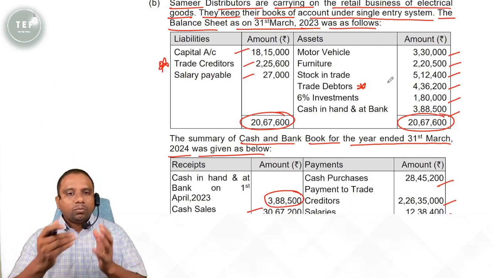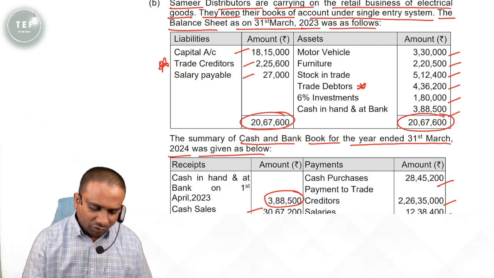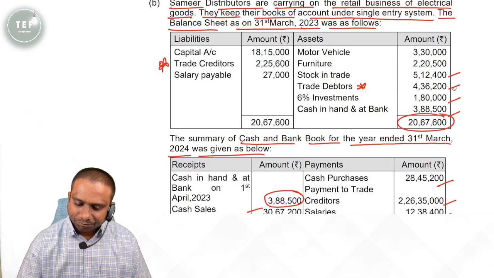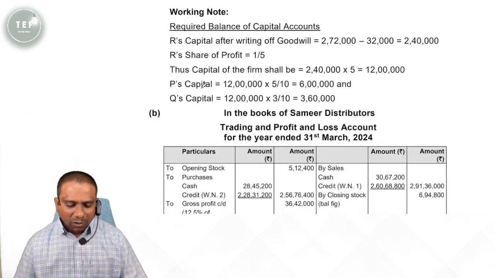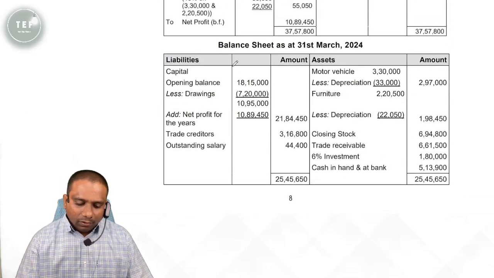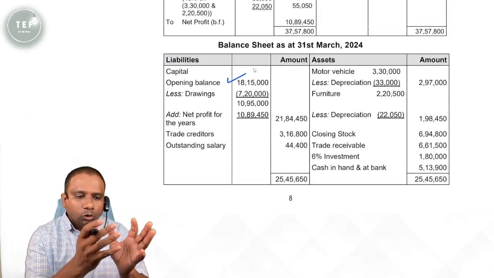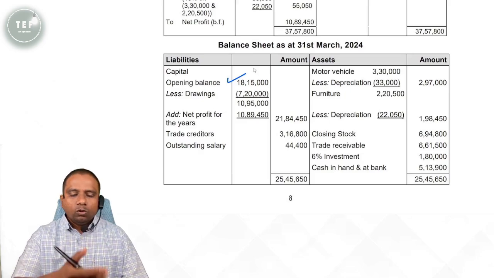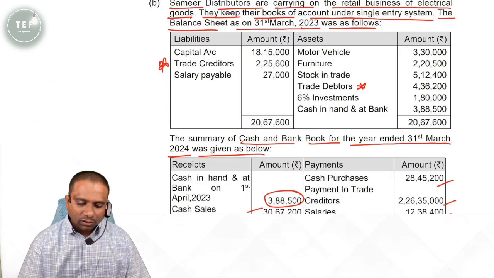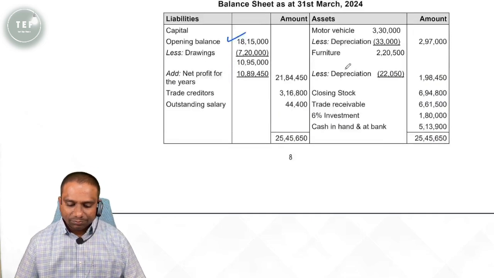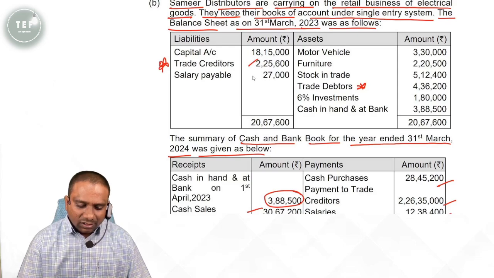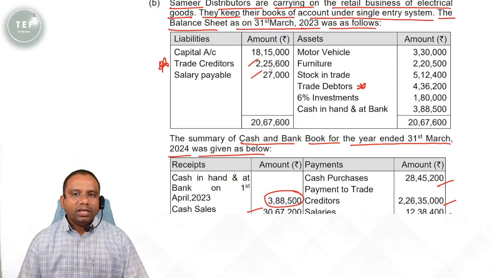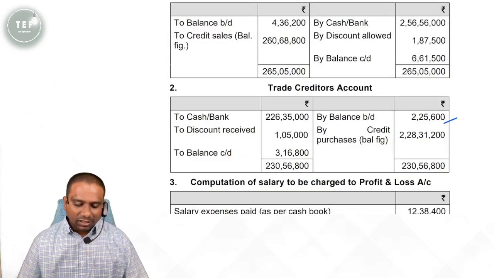Now, start the problem from the beginning. First one, we have capital. Capital, show it on the liability side of the balance sheet. So, you have to follow one order, students. If you follow one order, then you can complete the problem. Next one, trade creditors. Creditor account we have opened, so opening balance 2,25,600. Next one, sundry salary payable. This salary we pay during the year, so we deduct it from salary.